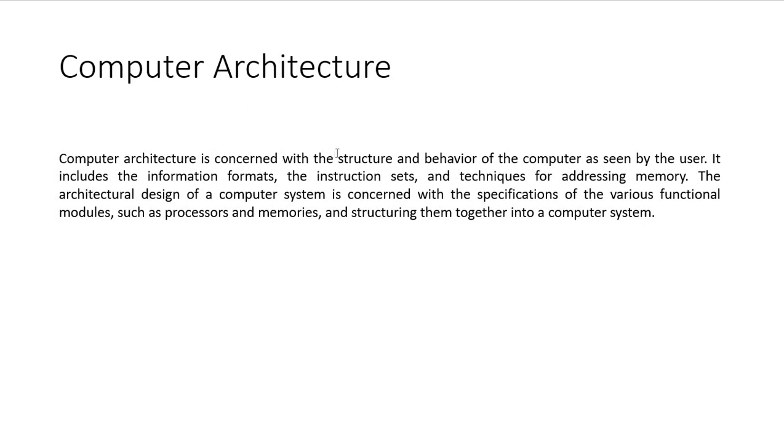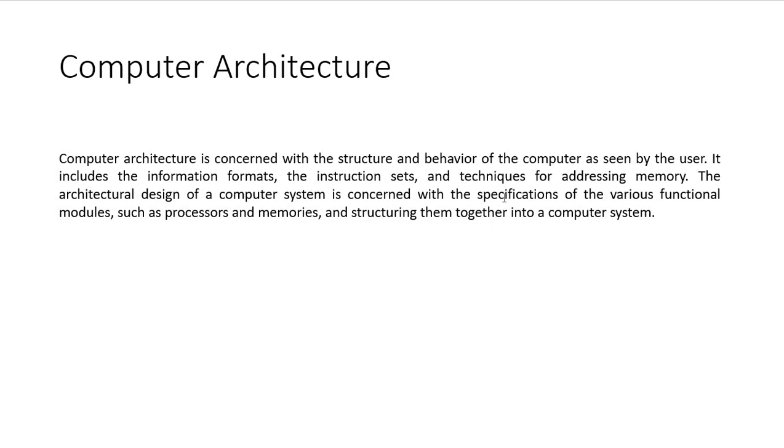So computer architecture is concerned with the structure and behavior of the computer as it is seen by the user. What a computer architecture includes are the instruction formats, the instruction set, and the techniques for addressing memory. It is also concerned with the specifications of various modules like processor, memories, and so on.